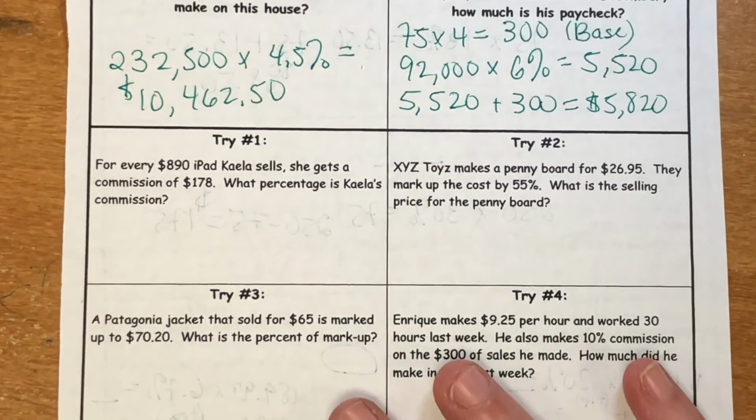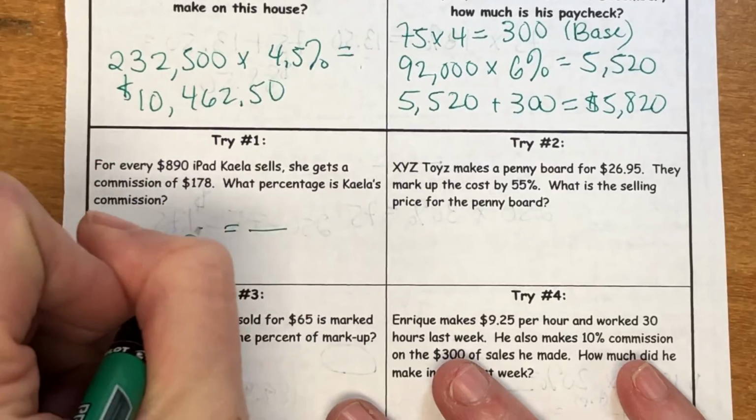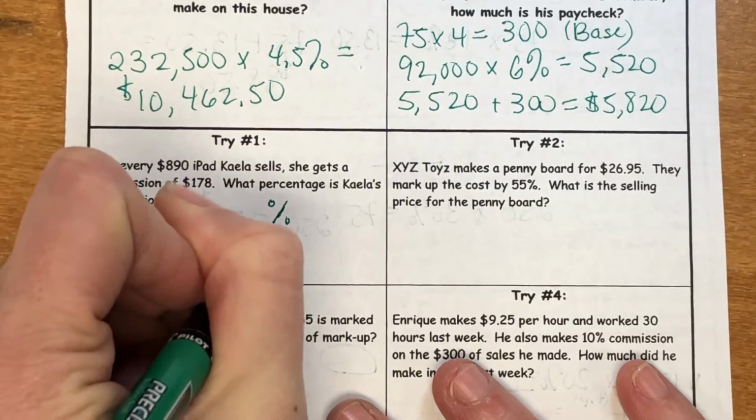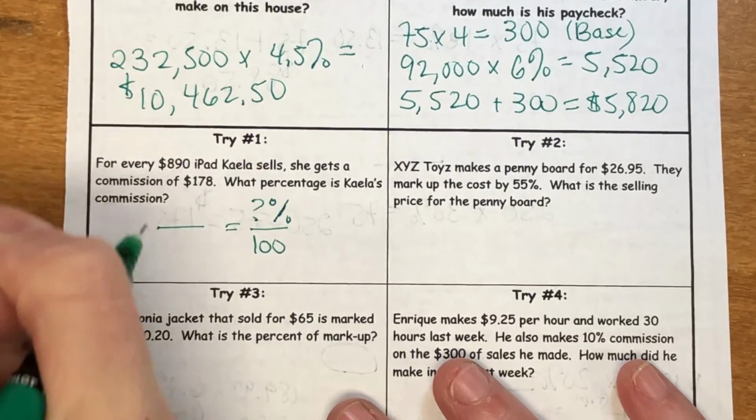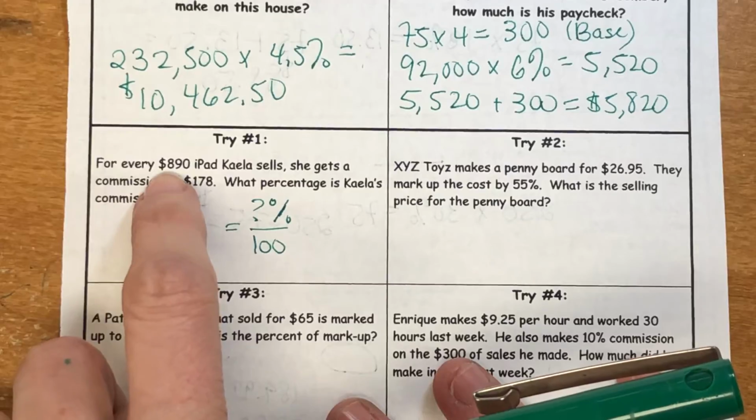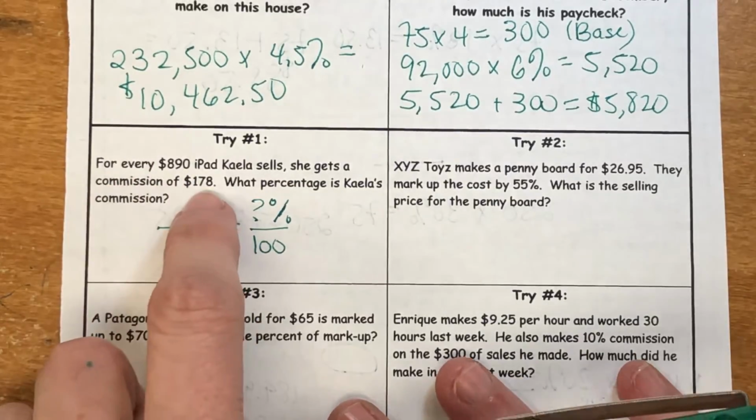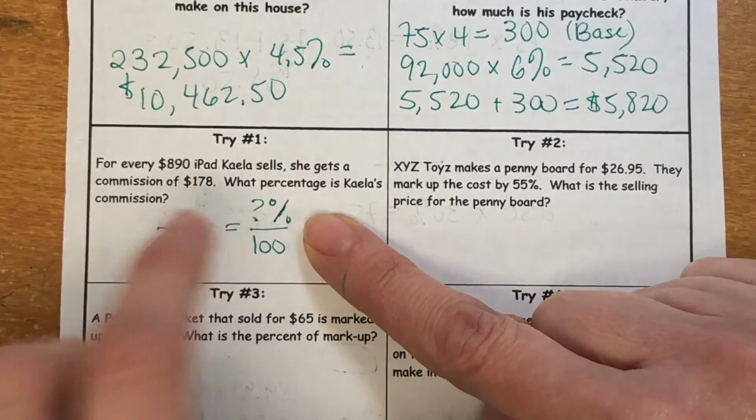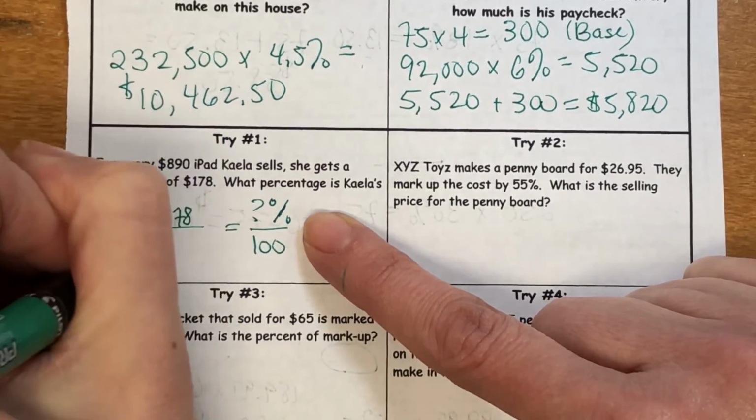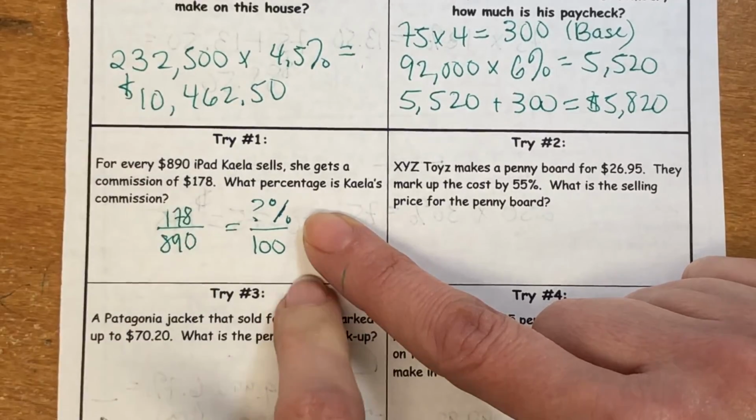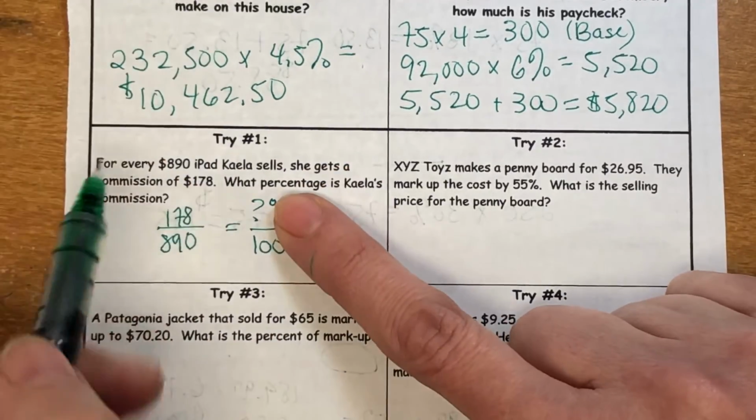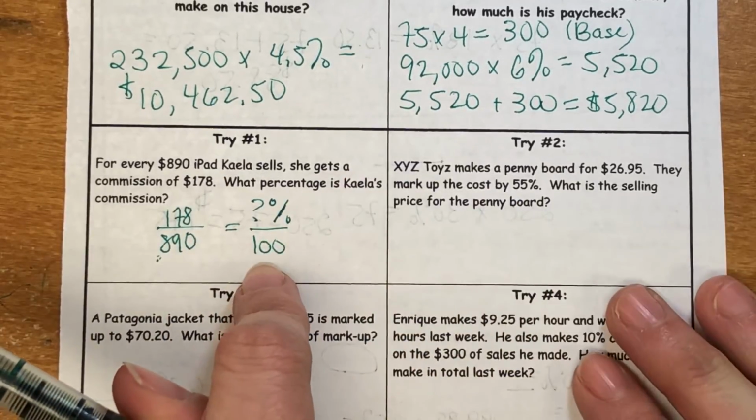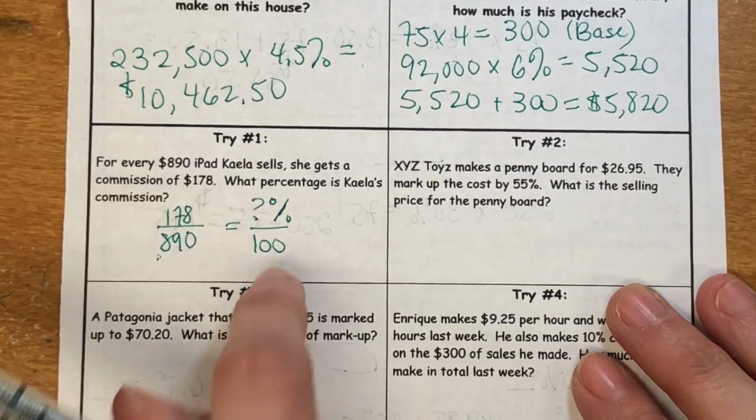So basically what you have to do is figure out the percent. You can set up a percent proportion. I don't know what the percent is, but I do know for every $890 iPad, she's going to get her commission. Her commission is going to be representative of the part. So you would have to put 178 over 890. All you really have to do here, okay, is cross multiply and then divide by 890. You're going to get your percentage, okay? Whatever you get in the calculator is your percentage.